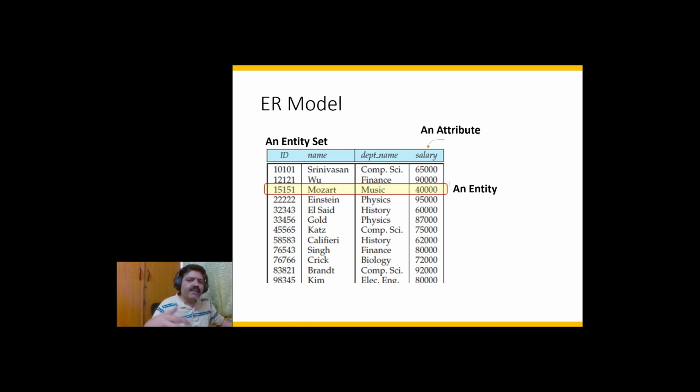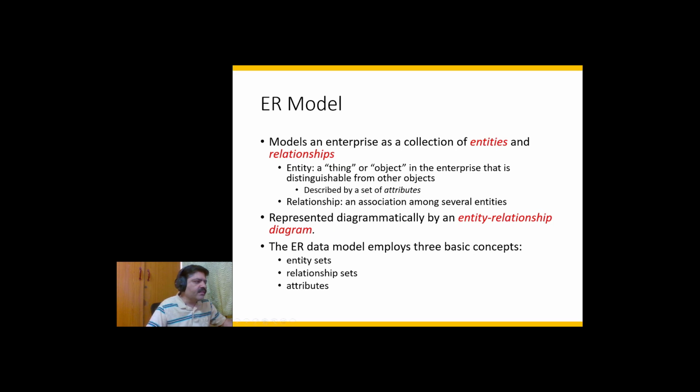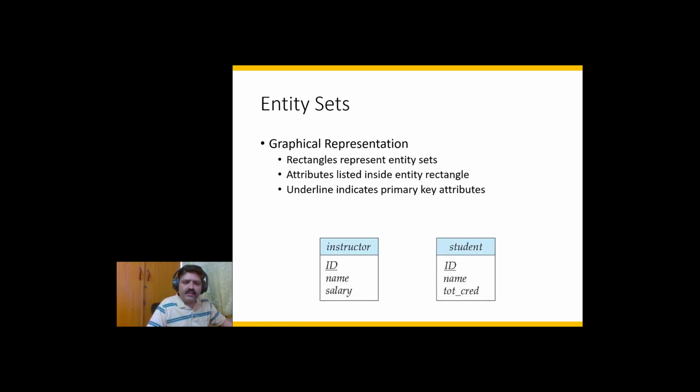And we have several such entities, and these entities are related to each other through some relationship. So we say the ER data model employs three basic concepts: the entity sets, the relationship sets, and the attributes. We often represent this diagrammatically by an entity relationship diagram. So let's go ahead and continue discussing some examples.